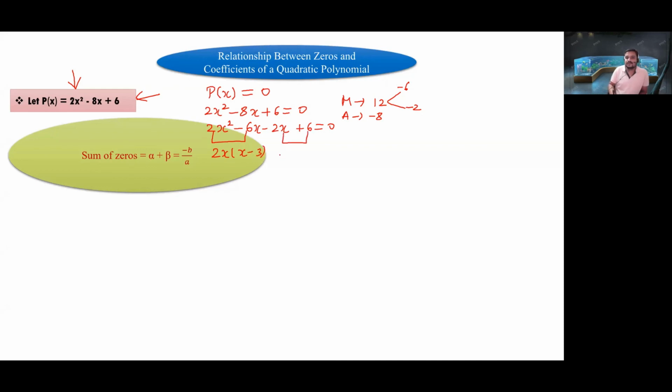From the third and fourth terms, what is common? Minus 2 is common. So x minus 3 is remaining, which is equal to 0. So x minus 3 in the first bracket and 2x minus 2 in the second bracket will be equal to 0. So x will be equal to 3 and x will be equal to 1. Yes or no? Is it correct? x will be equal to 3 and x will be equal to 1.